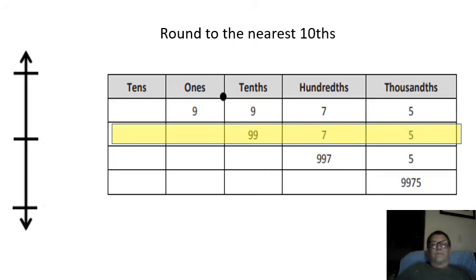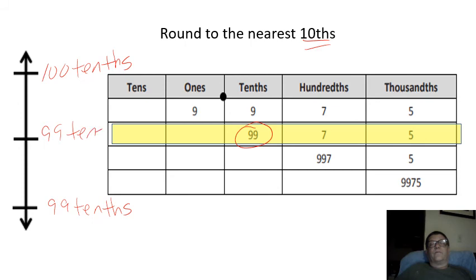Okay, so this time we're going to be rounding to the nearest tenths. So we're looking at right here. This is what we're going to be working with. So on here we're going to put 99 tenths. And one more tenth would be 100 tenths. Right in the center is going to be 99 tenths, and we know midpoint is always a 5. And the next place value is hundredths.